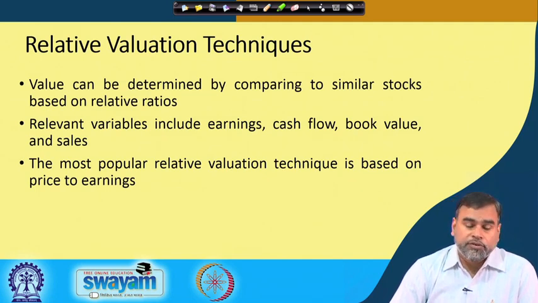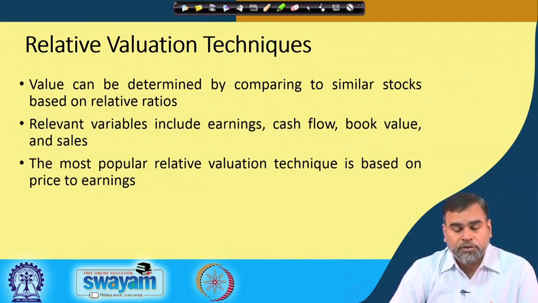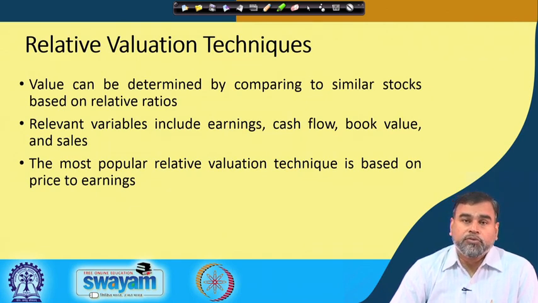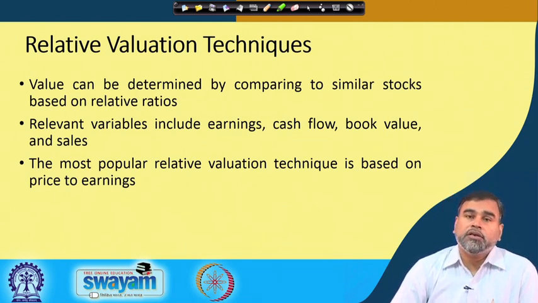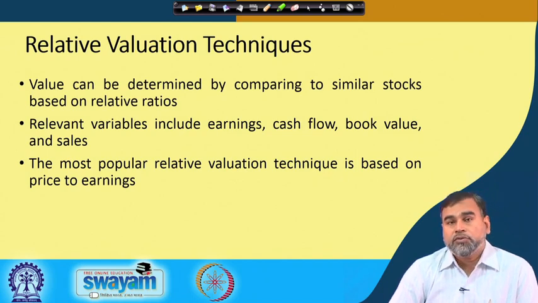What are those relative ratios we use? The relative ratios can be used with respect to earnings, with respect to cash flow, with respect to book value of the company or book value of the stock, or also with respect to sales. Why do we use this kind of ratio analysis? Because the ratio analysis can normalize the data, and that normality can help you to make a comparison in a better way. So, there are different ratios.